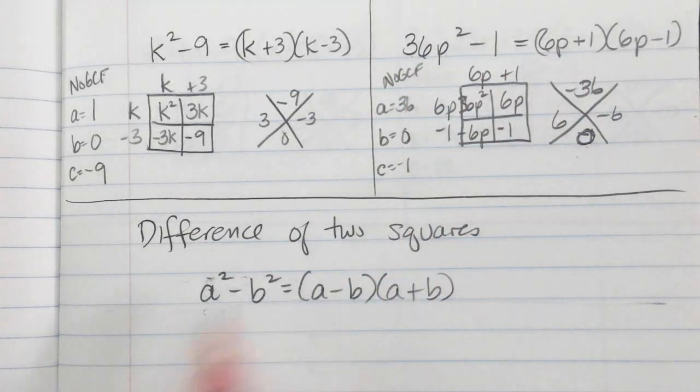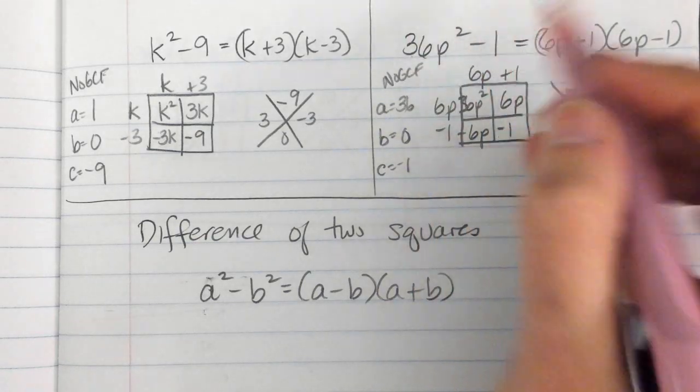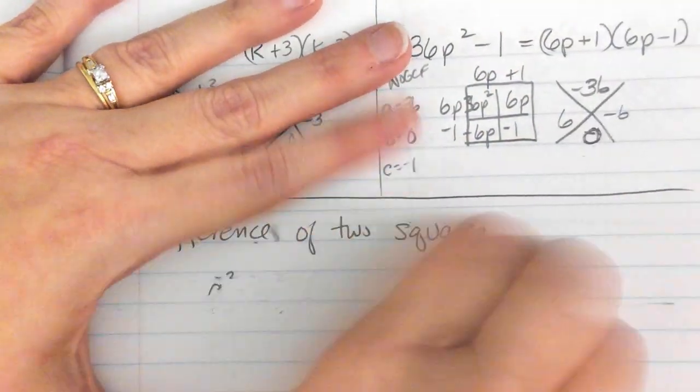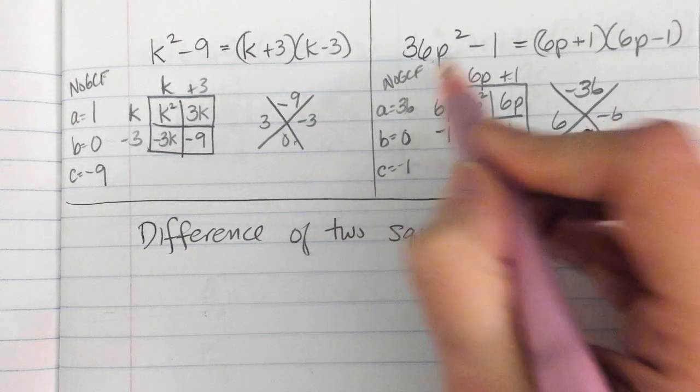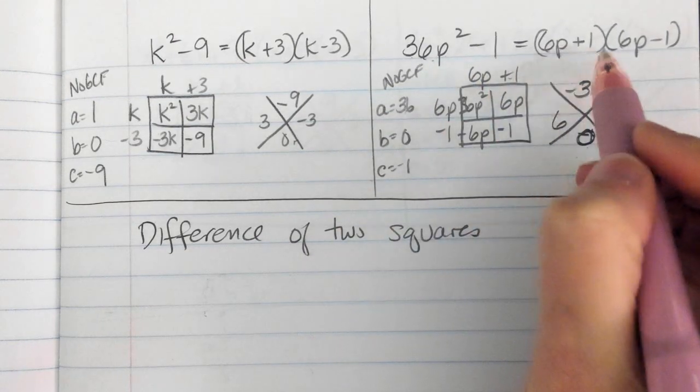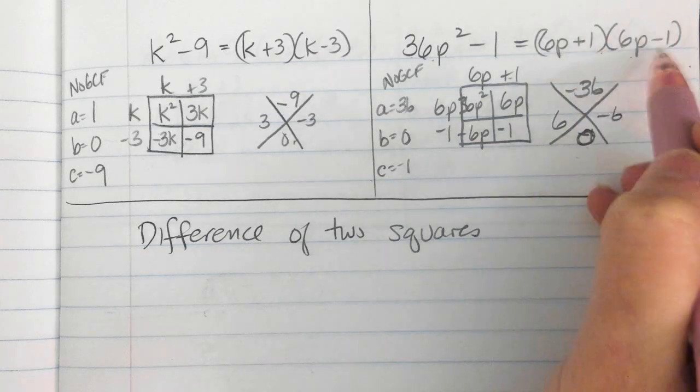All right? So whenever you see a pattern where you have perfect square minus perfect square, here's what you're going to do. You're going to take the square root of the first one and the square root of the second one, make that the first part of each term, and then you're going to put a plus or a minus sign.